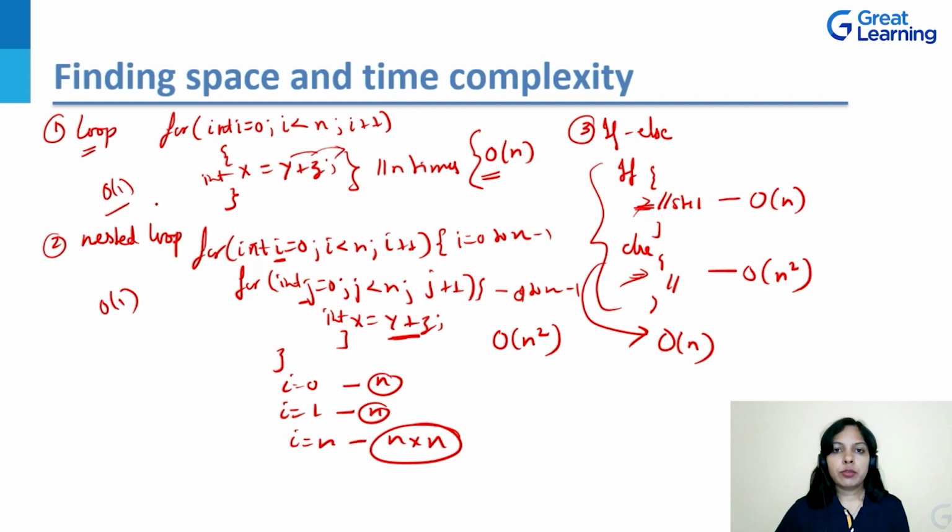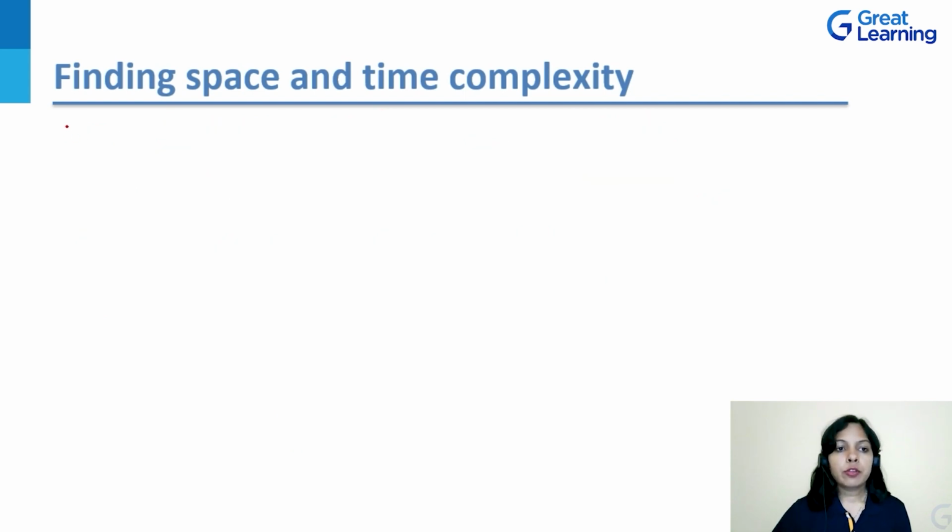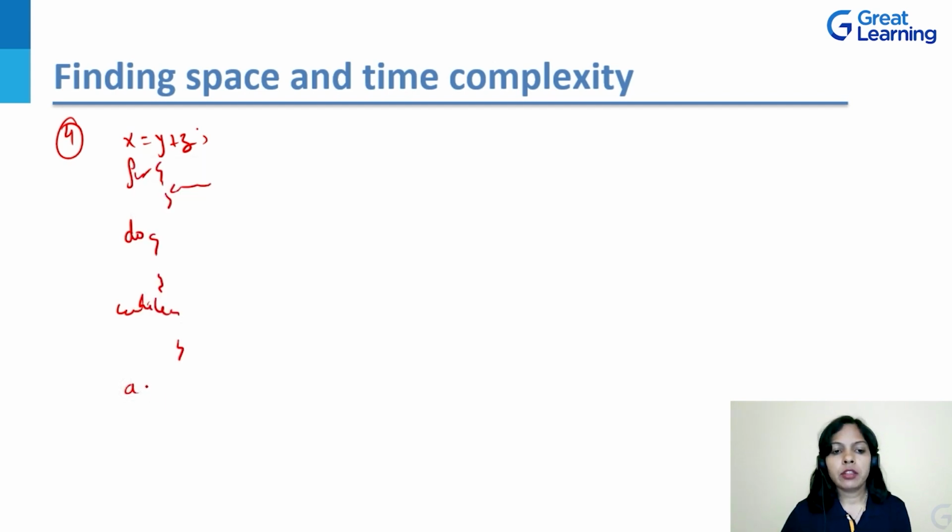Let's see the fourth aspect, where there are other statements along with these looping constructs and conditional statements in a given program or code. Suppose there is a statement x is equal to y plus z. Then there is a for loop over here. Then there is maybe a do while loop, so it does something, and then the while condition is there. Then there is again some statement here, maybe a is equal to a plus plus.